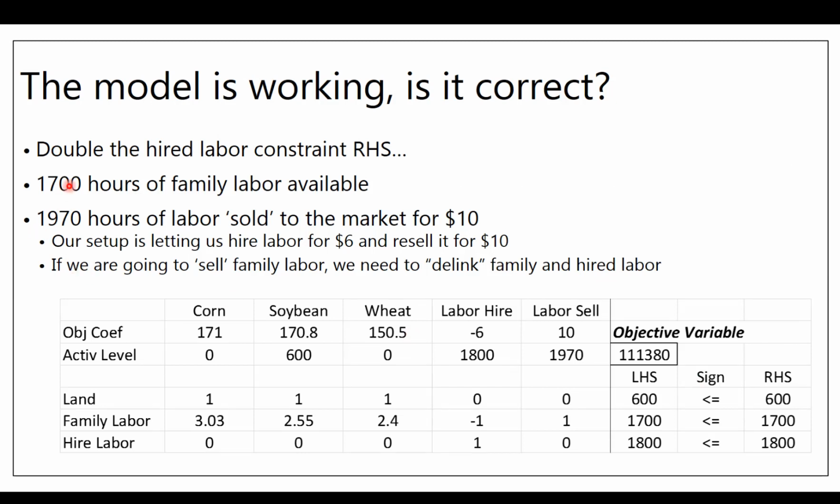Yeah. So 1,700 hours of family labor, 1,970 hours labor sold to the market for $10. So what is going on here is our model in this new solution is saying, hire every hour you can get. Yeah, make your crop. That's fine. Plant all 600 acres. But then just hire people, and when you go sell your labor to the market, go take them to the market with you, and take the extra $4 that you can get by selling their labor. And that's not something that we want to think about, right? That's not something that makes any sense.